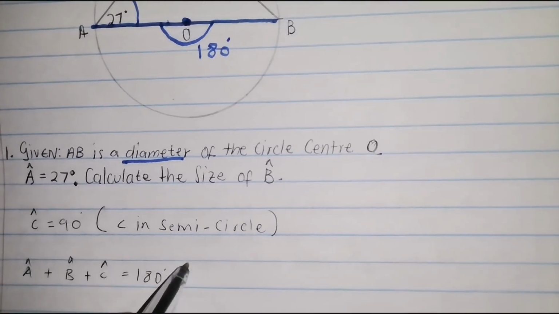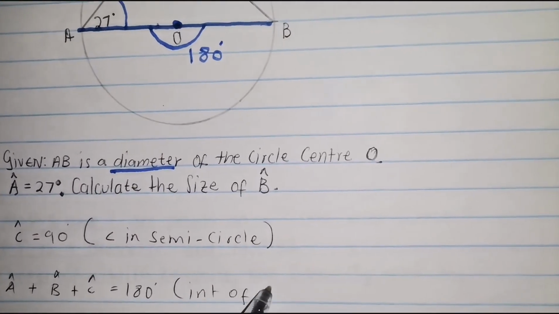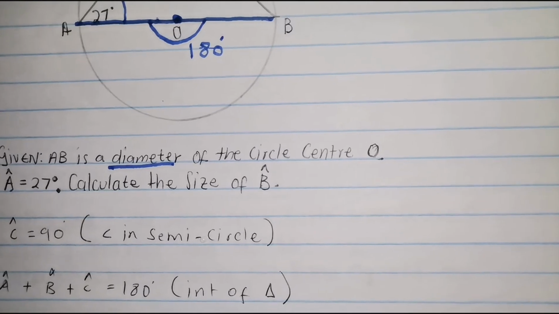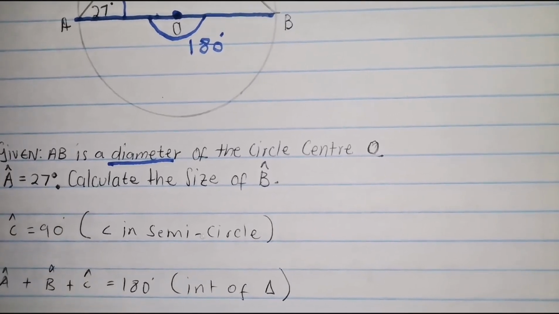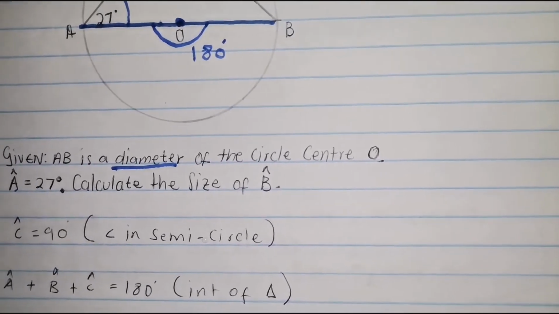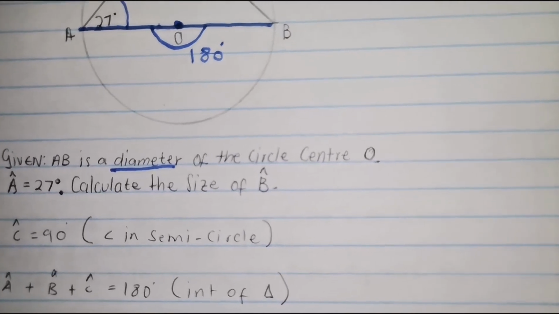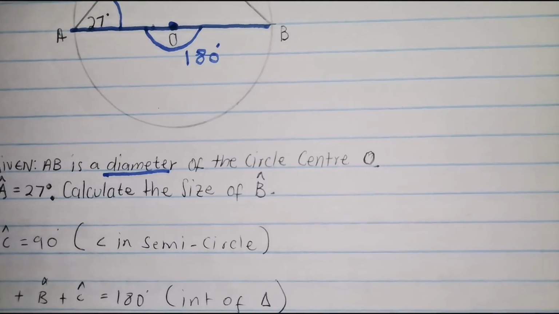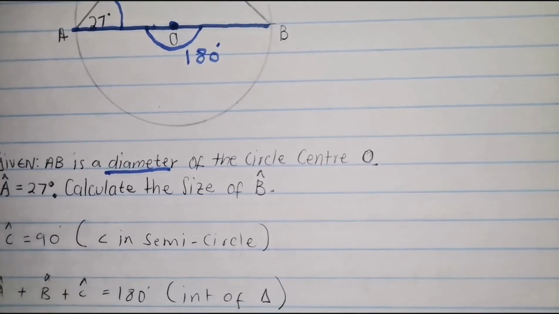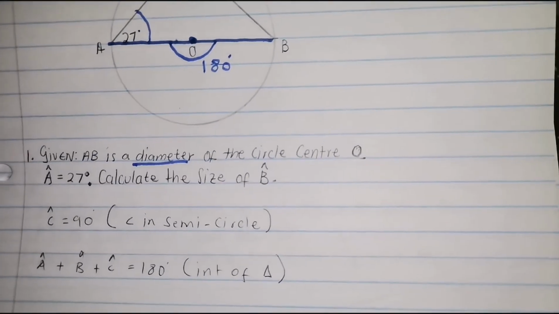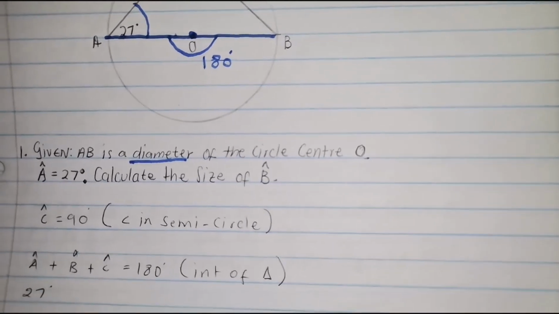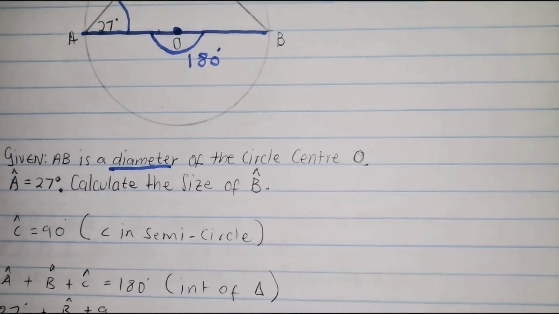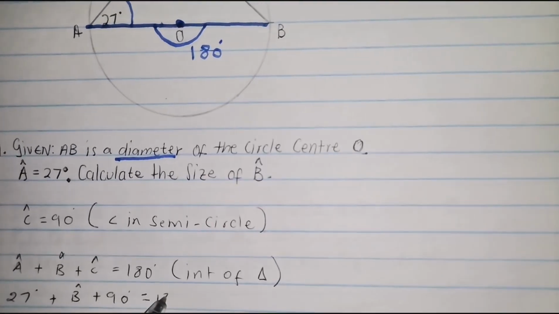Reason: interior angles of a triangle. Guys, you can just create that table of statement and reason. It's not a problem. Now I'm just showing you how to reason on which statement to write in such activities or in such examples. So what is the value of angle A? It is 27. What is the value of angle B? It is unknown. What is the value of angle C? It is equal to 90 degrees, equal to 180.